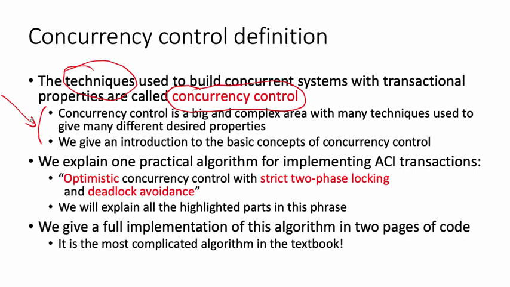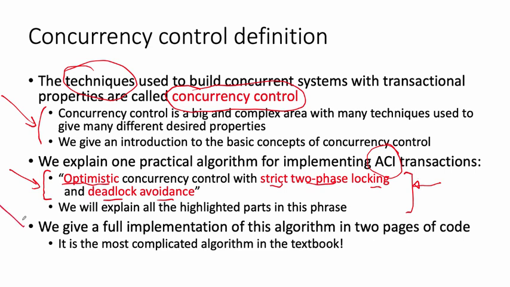So we're going to explain part of concurrency control. We're going to give you an introduction to concurrency control. We're going to actually show you how to implement these light transactions. We're going to give you actual code for implementing this, and the algorithm we're going to do is a very specific form of concurrency control called optimistic concurrency control with strict two-phase locking and deadlock avoidance. So the red parts are special ones that we choose, and we will explain all of that so you will understand it.